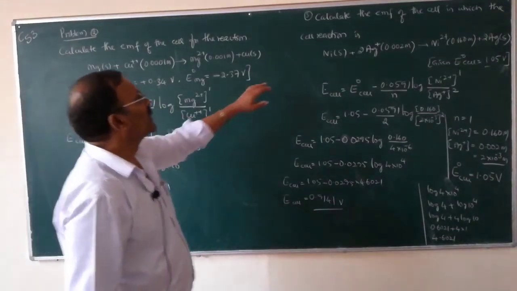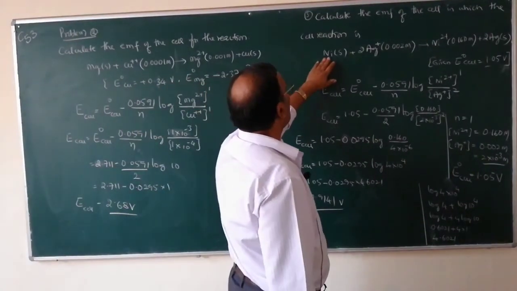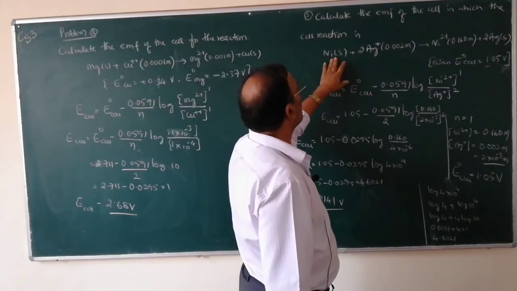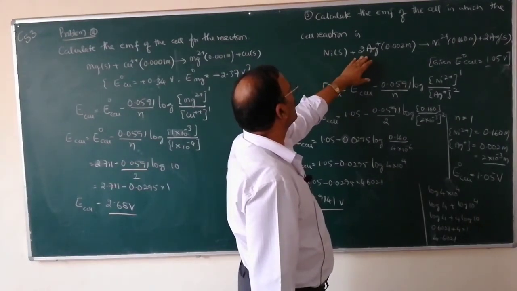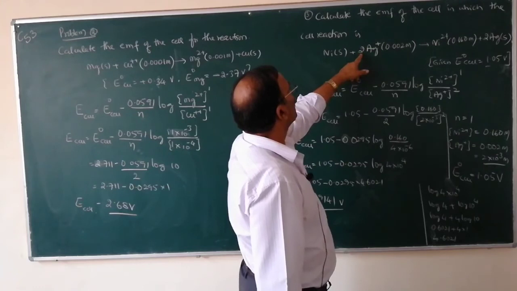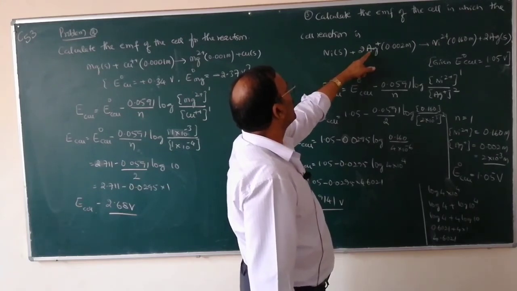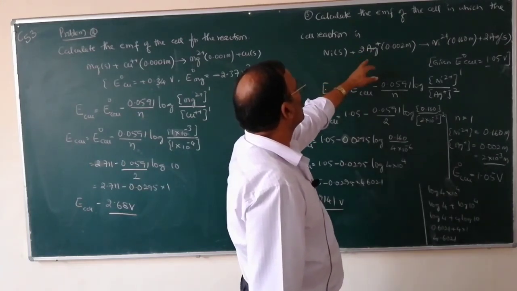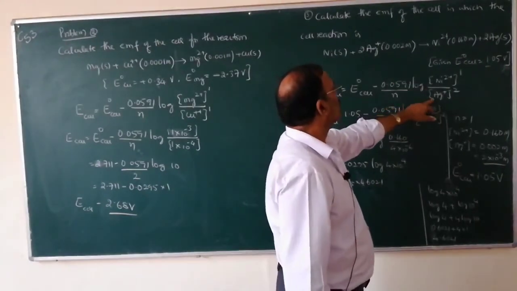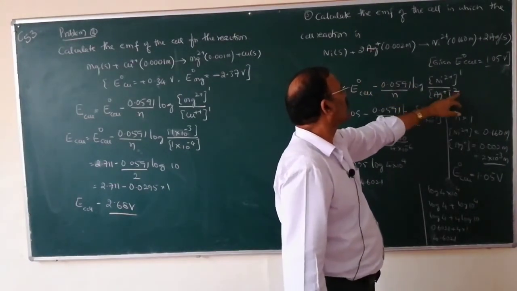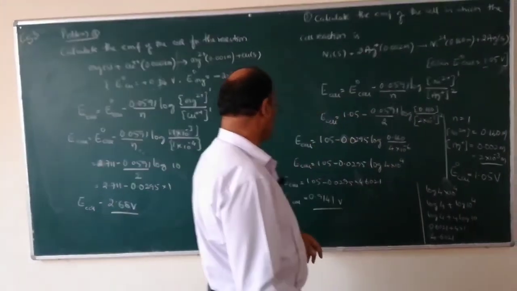So this is a bivalent ion. It gives bivalent ion, it gives single valent ion. In such a case, it is 2 into Ag plus. In such cases, the concentration of reactant should be raised to the power equal to 2. That is very important.